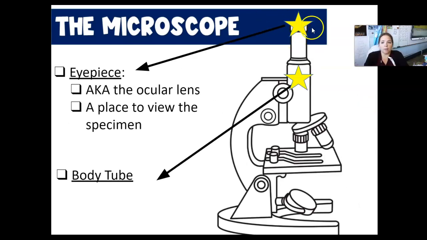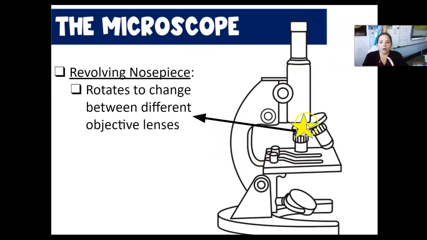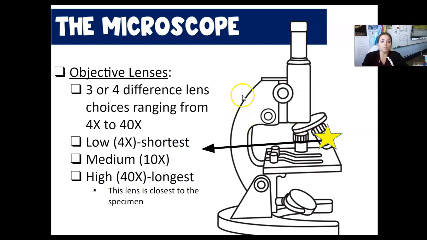So first off, you have the eyepiece way up here. It has the ocular lens, and it's where you view the object. And then you have this right here. That's the body tube. That's just to help magnify what you're looking for. And right here, there should be a third one right over there usually, but it's a revolving nose piece. It rotates to change between the different objective lenses, making it less or more defined.